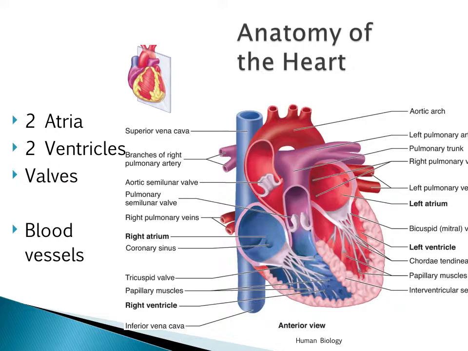And the valves are just little flaps of connective tissue, of collagen, that if blood tries to flow backwards, they will come together to block blood from flowing backwards. And so here you see the right atrium is guarded by a tricuspid valve, and that valve has little string-like chordae tendineae that anchor it to some muscles to make sure the valve doesn't flow backwards.